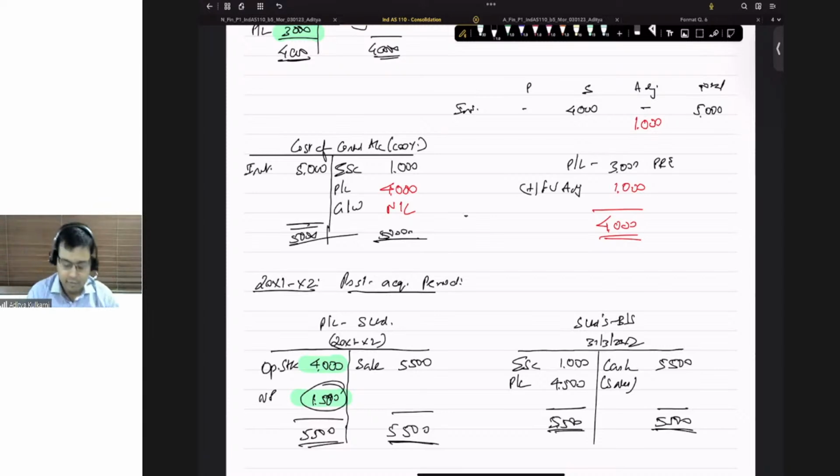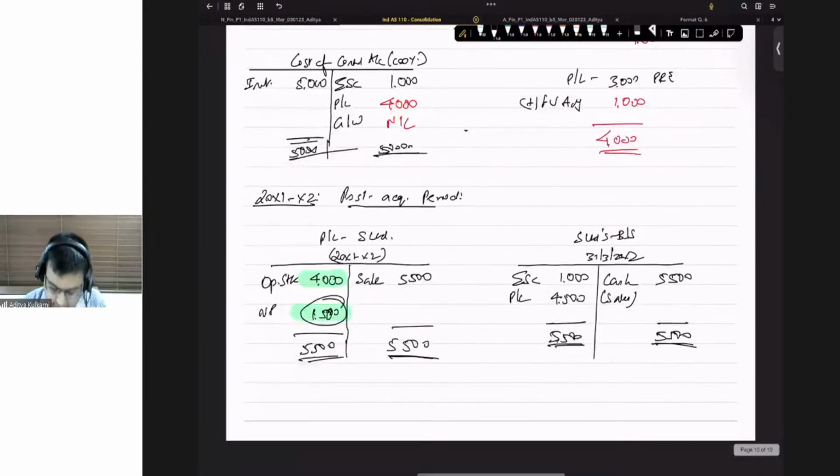Are you convinced with these two items? Yes. Each one of you, are you convinced with this? Yes. Are you convinced with this? I have not done any consolidation adjustment. Right now, I have only taken the transaction after the date of acquisition in S Limited's balance sheet.